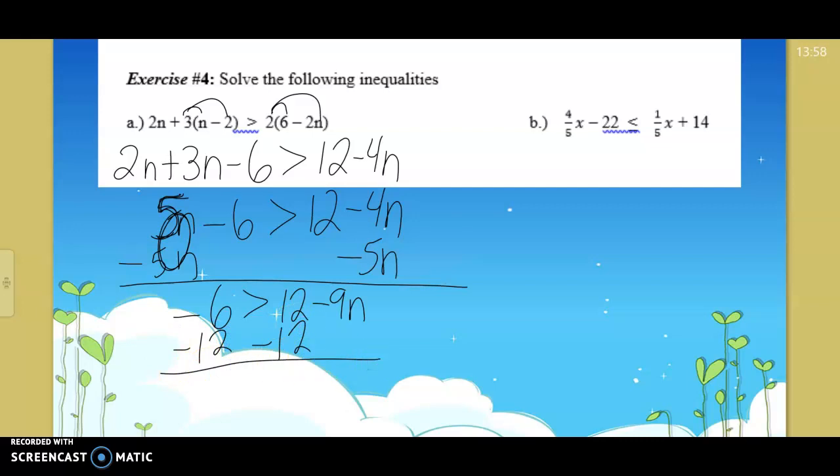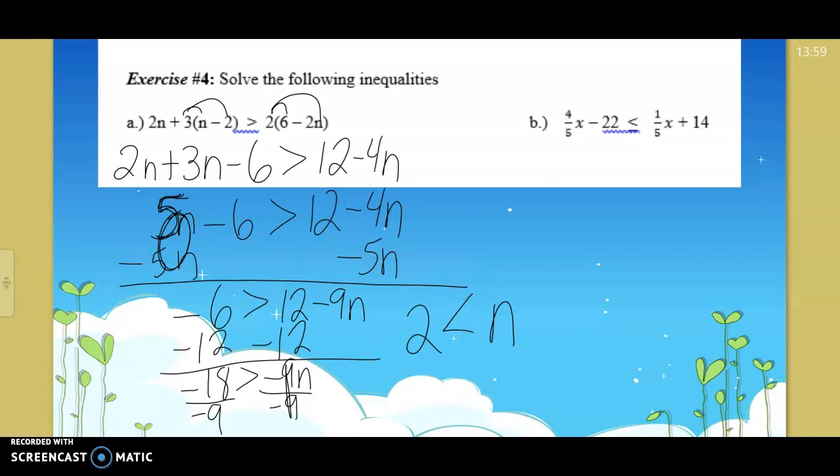Got to follow my integer rules, and that's going to be negative 18, still greater than negative 9n. Now I've got to divide by negative 9 on both sides. Negative divided by a negative makes a positive 2. This is going to make just 1, so that's n. We've heard this before. Divide by a negative, you must flip the sign. So the sign gets flipped, goes from greater to less than.